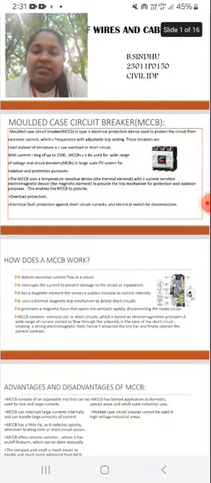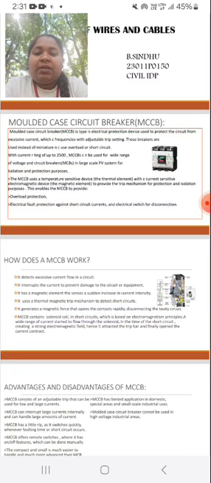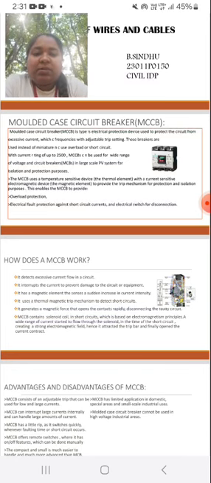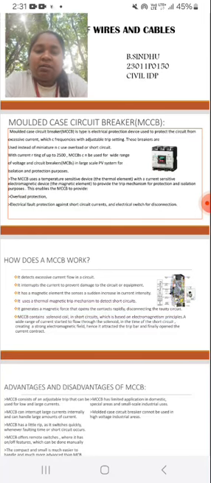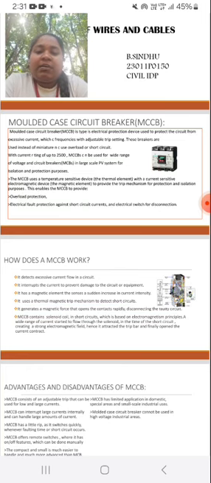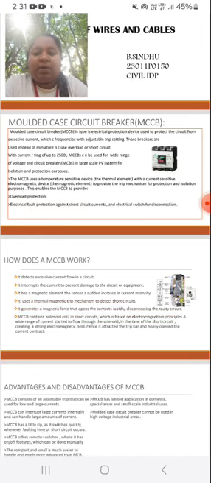MCCB contains a solenoid coil for short circuits, which is based on electromagnetic principles. A wide range of current starts to flow through the solenoid at the time of the short circuit, creating a strong electromagnetic field. Hence, it attracts the bar trip and finally opens the current contact.